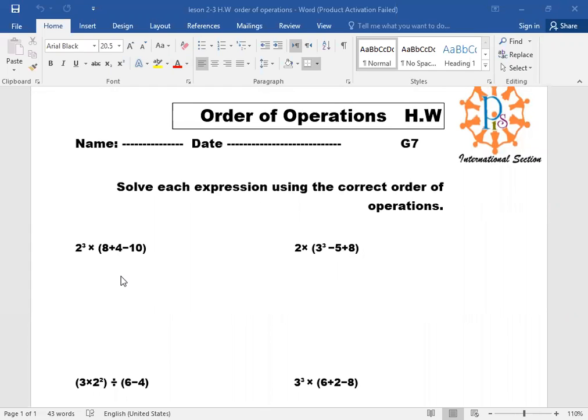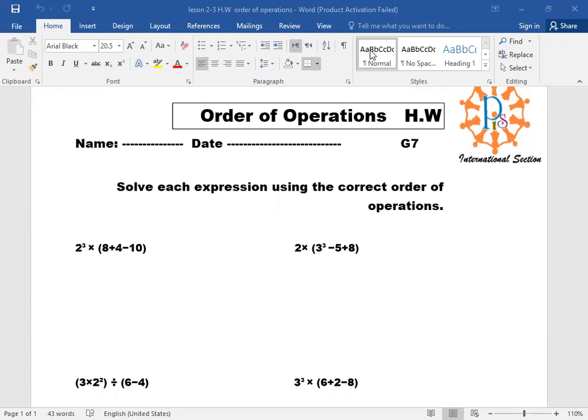The first step, we have to start with the parentheses. Exactly. We have 8 plus 4 is 12, and minus 10 is 2. So we have to simplify this one. So it will be 12 minus 10, which means it will be equal to 2. So we have 2 to the power of 3 multiplied by 2. Which step will come second?